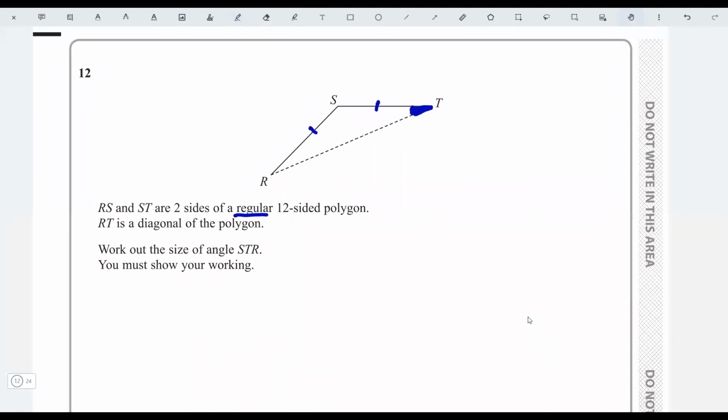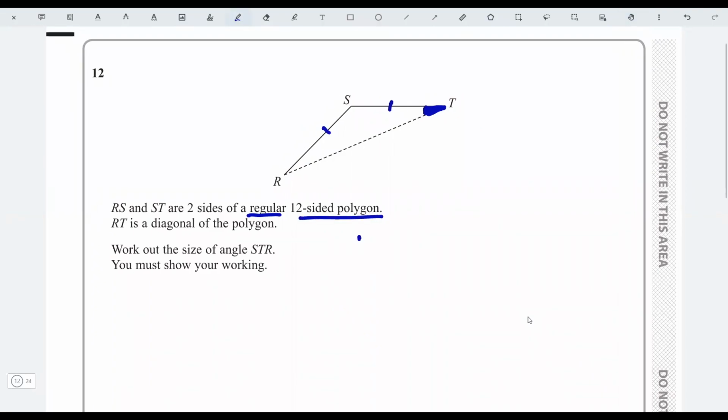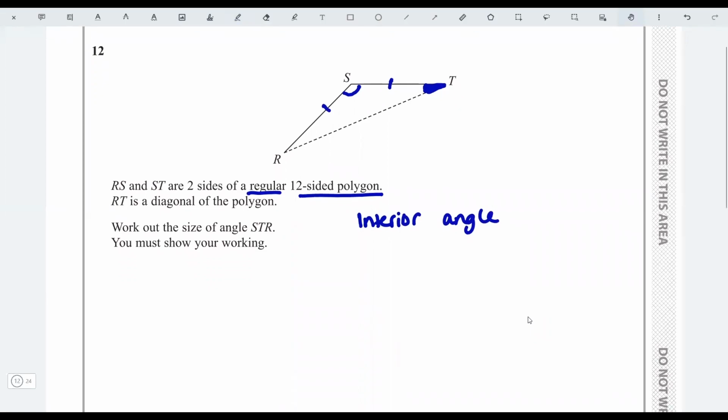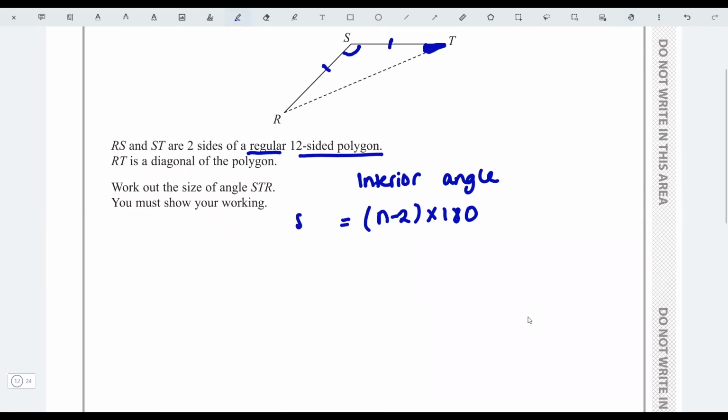So first of all, because we've got a 12-sided shape, we want to work out the interior angle. So remember the formula: n take away 2 times by 180. That's going to tell you the sum of what all the angles add up to. So I've got a 12-sided shape, take away 2 times 180. That's 10 times 180. That's 1,800 degrees. Now that's what all the angles in a 12-sided shape should add up to.